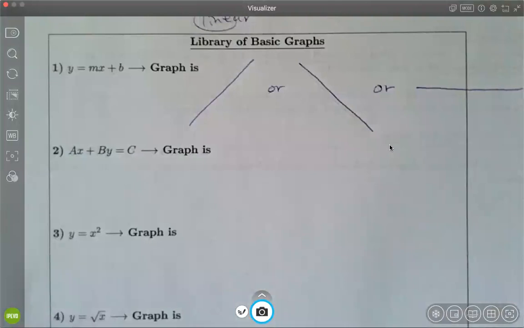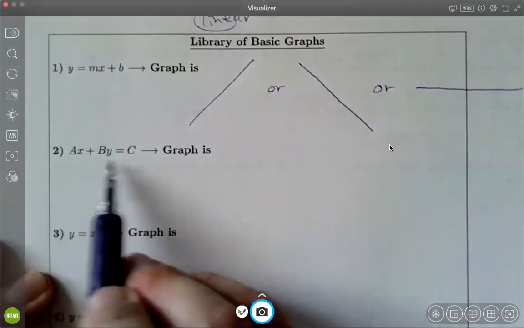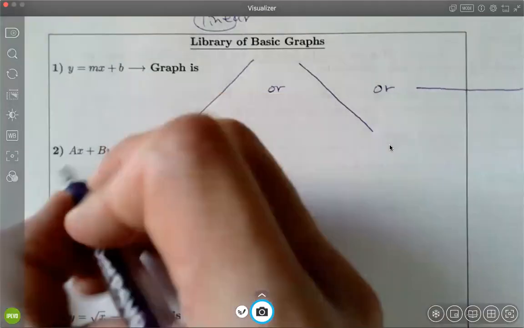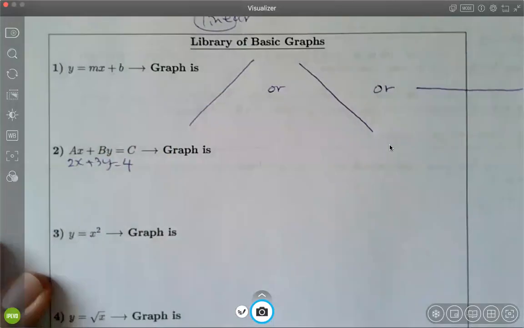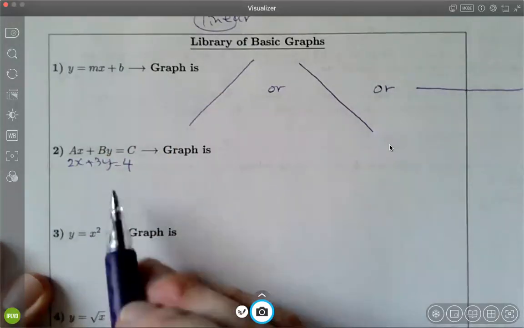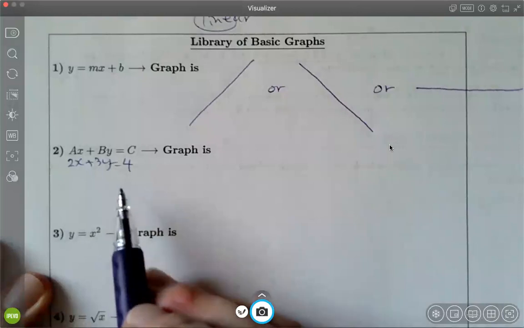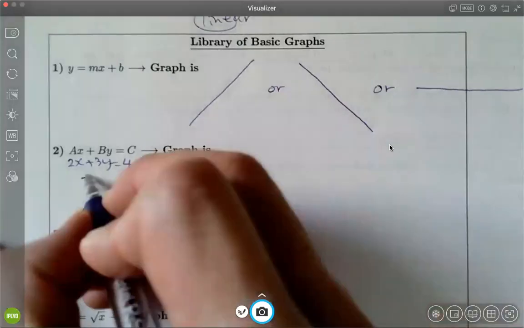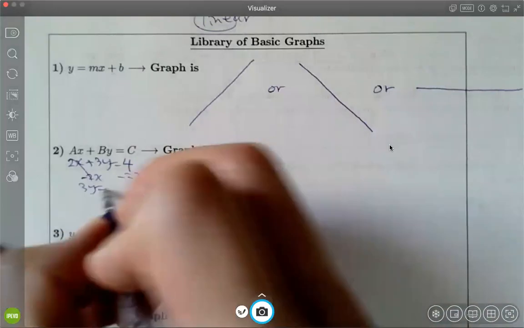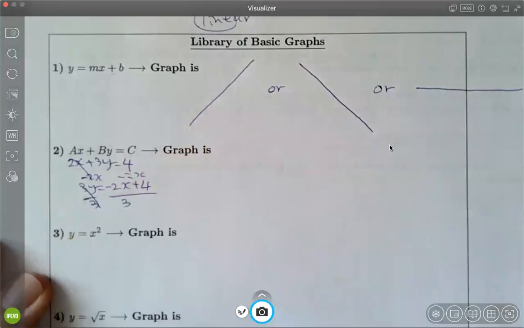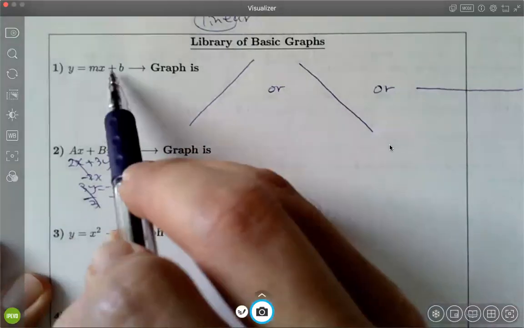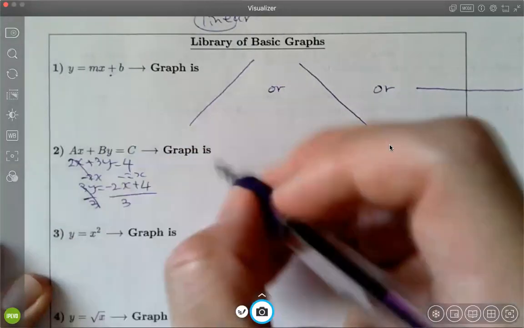Now, what about this? Ax plus by equals c. So, for example, you have something like 2x plus 3y equals 4. Have you seen this kind of representation before? So here, what can you do? Maybe subtract 2x, like 3y equals negative 2x plus 4, divide everything by 3. So eventually, where do you end up? This, right? So what does that mean? The graph is also a line.